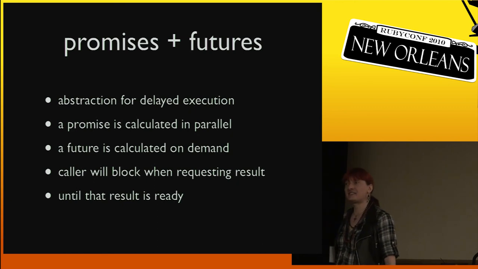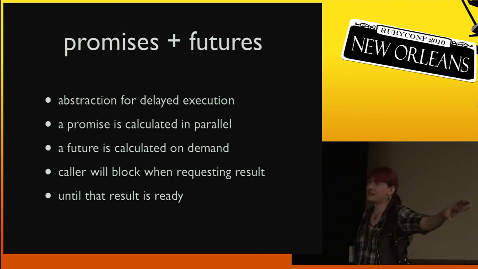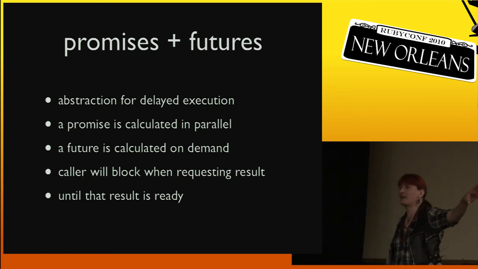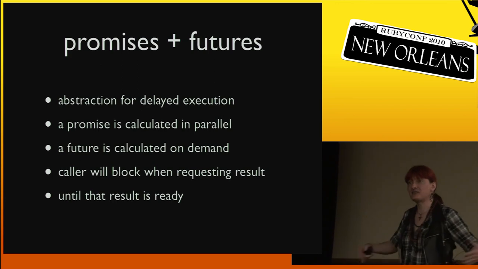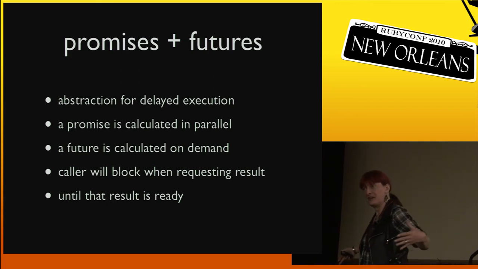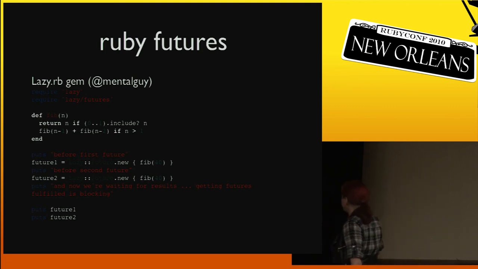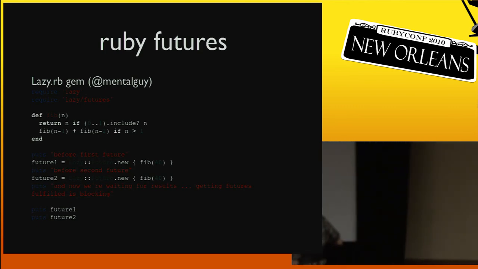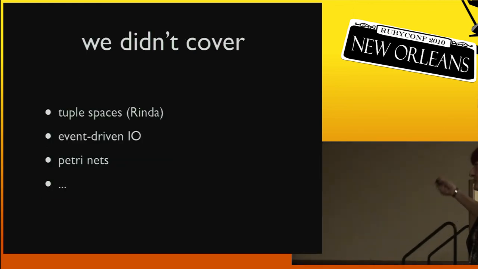And a future is just saying, at some point in the future, I want to know the answer to this. Please keep this environment, this state, and when I ask you for it, then go off and calculate it. Of the two, a promise is the one that's actually useful if you're talking about multi-core. Conceptually, they're identical. At the point of delivery, they give you an answer. This is an example of Ruby futures using Mental Guy's Lazy RB gem. Yet again, that's readable in the online slides.